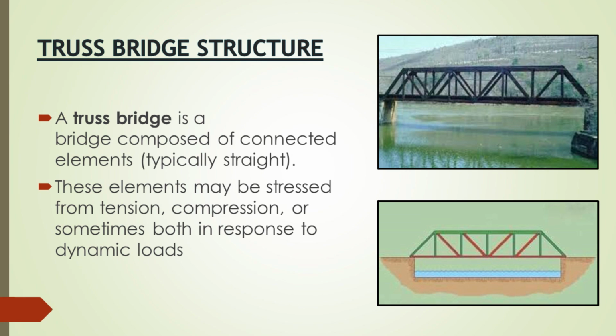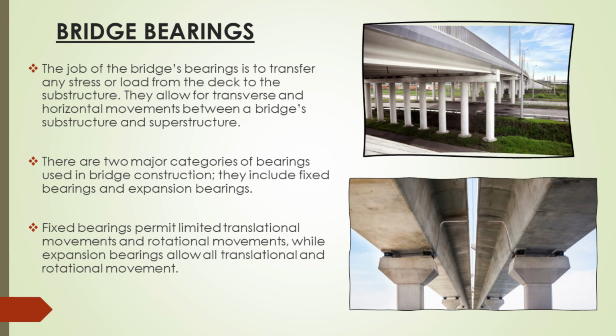So bridge bearings. The job of bridge bearings is to transfer any stress or load from the deck to the substructure. They allow for the transverse and horizontal movements between a bridge's substructure and superstructure. There are two major categories of bearings used in bridge construction. They include fixed bearings and expansion bearings. Fixed bearings permit limited translational and rotational movements, while expansion bearings allow all translational and rotational movements.